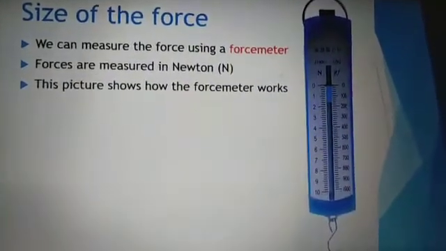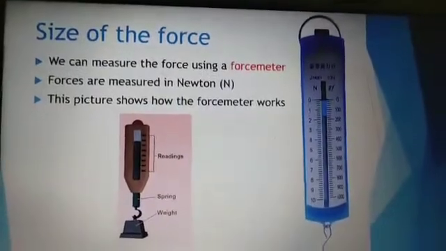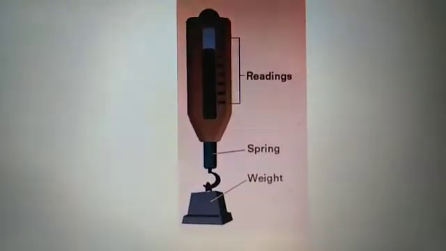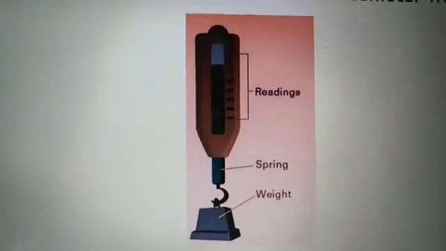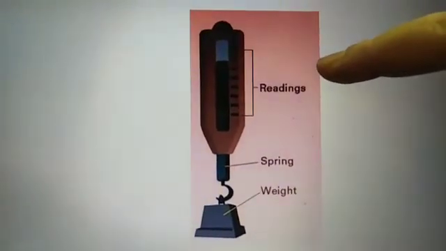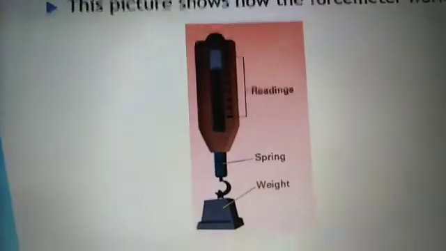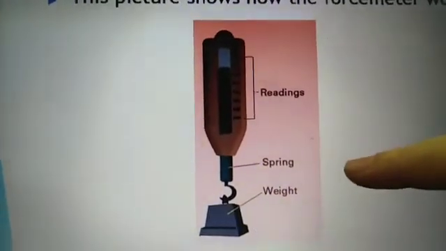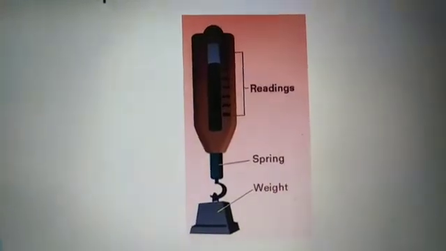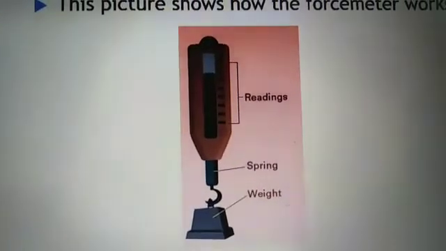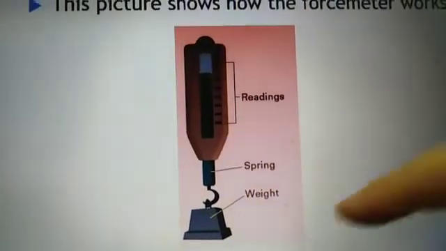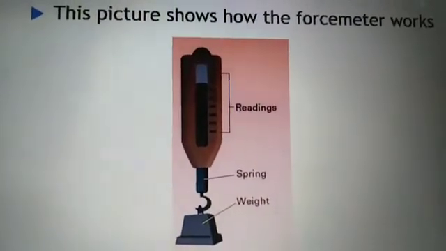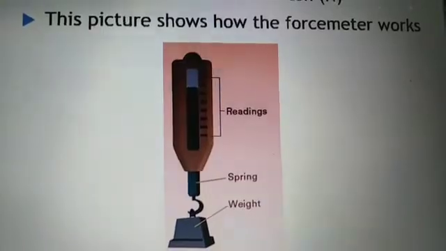Here is a picture that shows us what the force meter is. Force meter has three parts, as you can see in this picture. The first part contains the numbers that we read to know the size of the force. The second part is the spring that moves down to measure the force. And the last thing is the hook where we hang our object to measure the size of the force that is applied on it.